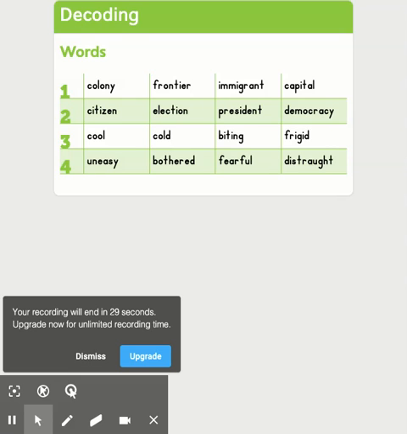And then line 4, we have uneasy and bothered. So those are two kind of the same thing. Uneasy means like you're not feeling settled, and bothered means something's bothering you. And then we have fearful, which means you're scared. And then distraught means you're very, very upset.